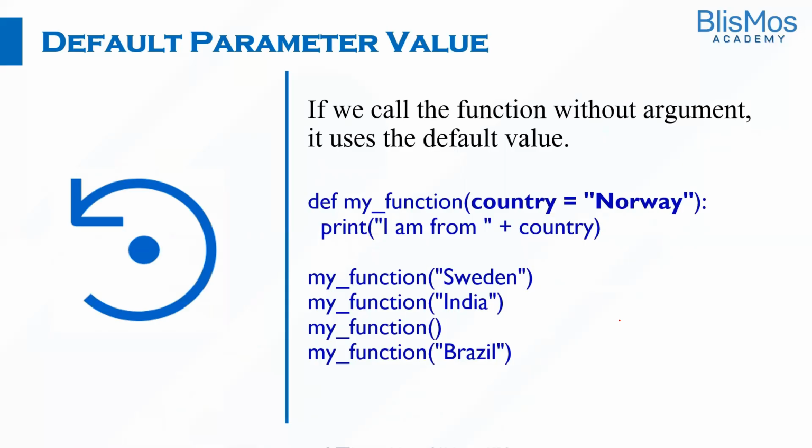While defining the function, sometimes we do provide a default value. For example, in this case, we are providing the country name as Norway. What it means is that either I can pass an argument that will be taken, or if you are not passing any argument, like in the third line, it will take the default value Norway. This is the default parameter value.